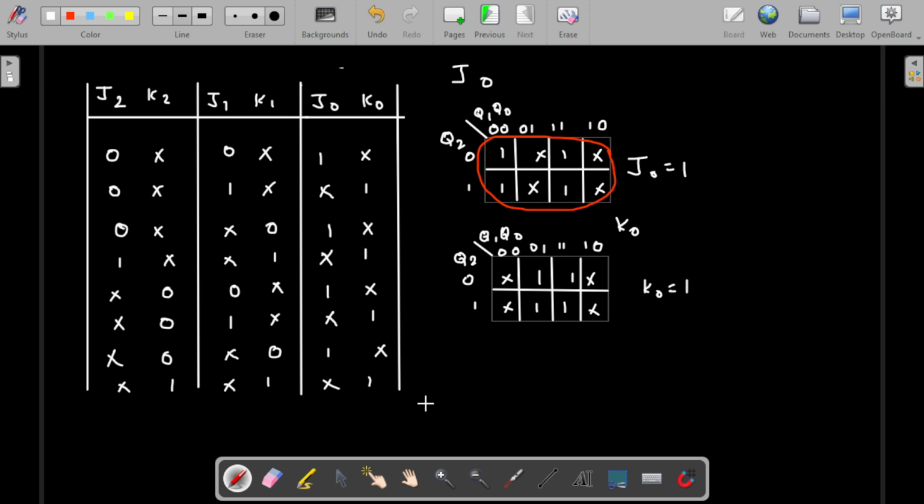So let me write out the rest of the equations. J1 will be Q0. I am not doing the K map, so you guys please take that as homework and do it. K1 will also be Q0. J2 will be Q1 Q0 and K2 will be equal to Q1 Q0. Okay, so these are the 6 equations that we are having.